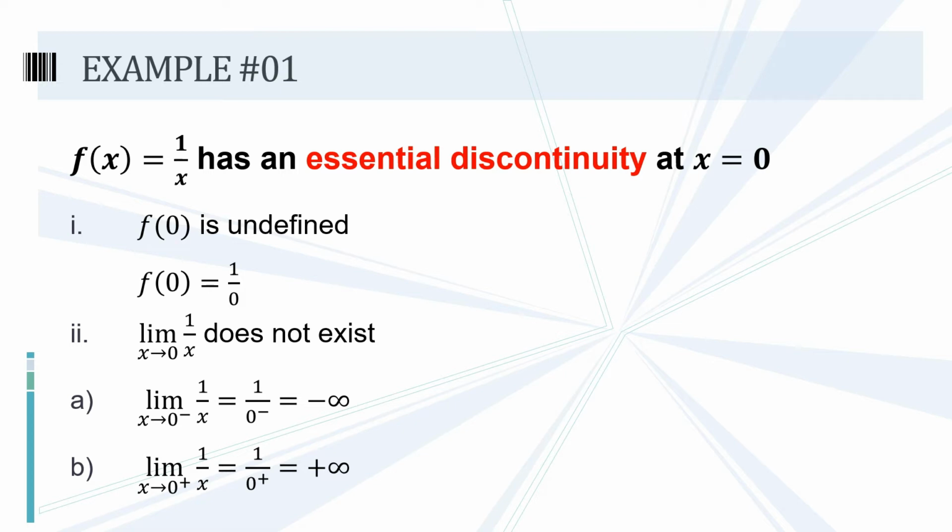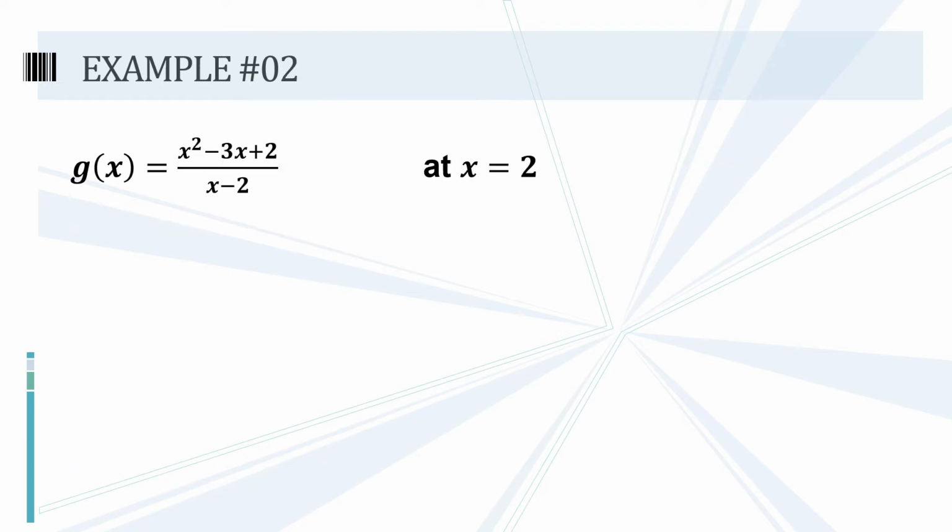Okay? So, let's move on. Oh, di ba? Ganun lang kadali mag-move on. Example number 2. Let's see if g of x equals x squared minus 3x plus 2 over x minus 2 is continuous at x equals 2. So again, using the definition of continuity, first criterion, g of 2 must be defined.